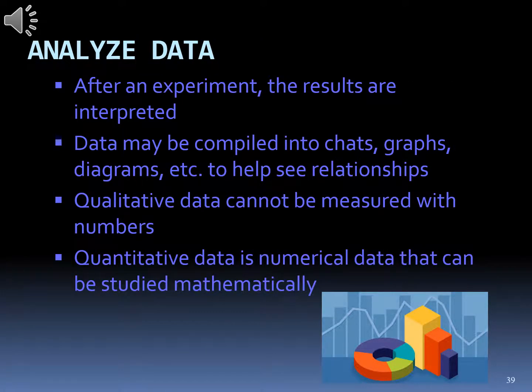Now that we've conducted the experiment and acquired some data, we'll have the opportunity to analyze the data. So after the experiment's done, the results can be interpreted. The data can be compiled into charts, graphs, diagrams, etc., so that we can more easily see those relationships. If you go on in the biological sciences, for instance, you'll see that oftentimes you take the natural log of something to compare. That's just a mathematical operation that helps to give a more meaningful relationship than if you just take the raw data.